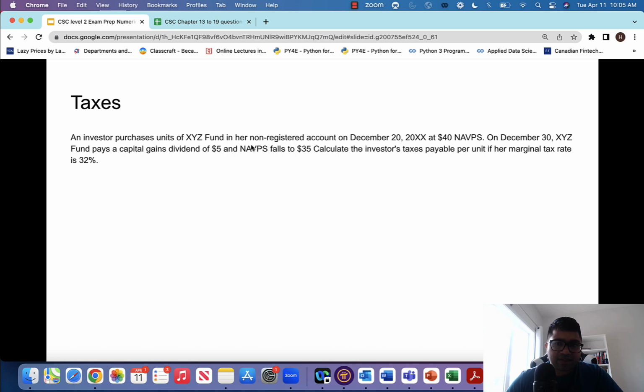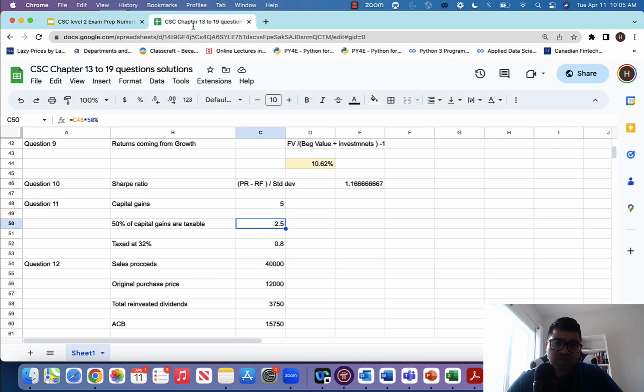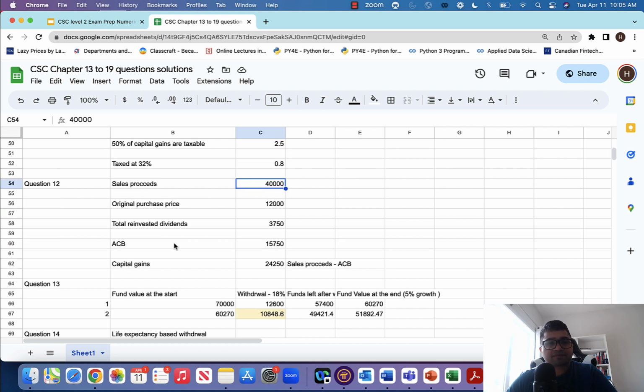Now the tax rate given to you is 32%. So you have to pay 32% taxes on this $2.50. So the taxes come to $2.50 into 32%. So that comes to 80 cents, $0.8. That is the taxes you have to pay per unit. Okay. So in the example, please be careful which kind of gains is given, capital gains or interest or dividend.